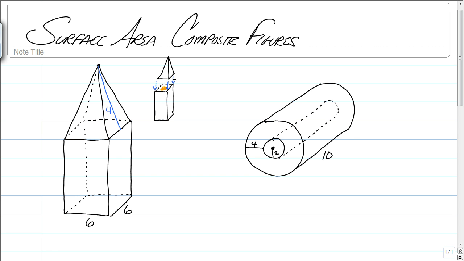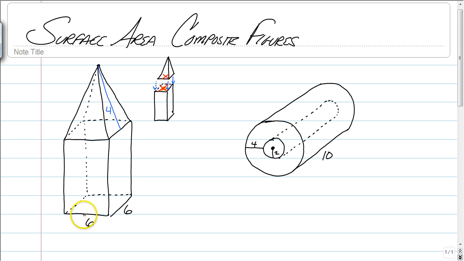And if you think about what happens there, you eliminate the top base of the prism and the bottom base of the pyramid, because once you glue them together, this is now one solid object. It's no longer a pyramid on top of a prism. Find the surface area of everything and add it all together. Okay, so let's draw ourselves a little roadmap to solving this surface area problem.